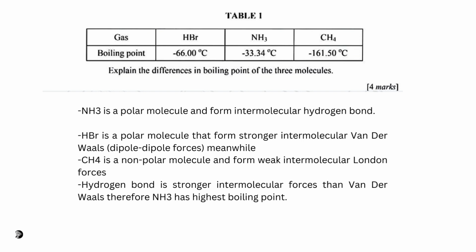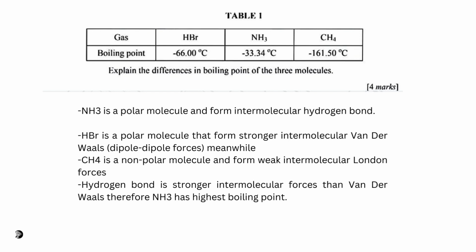Let's move to the last question. From Table 1, you can see the gases HBr, NH3, and CH4, and their boiling points. Explain the differences in boiling point of the three molecules.